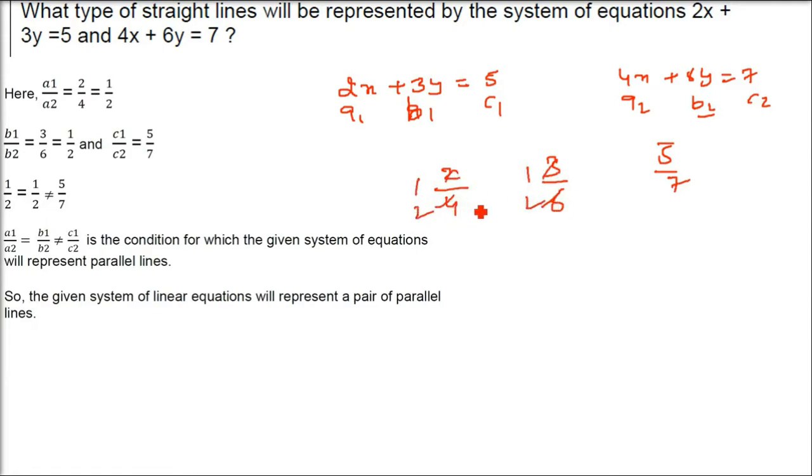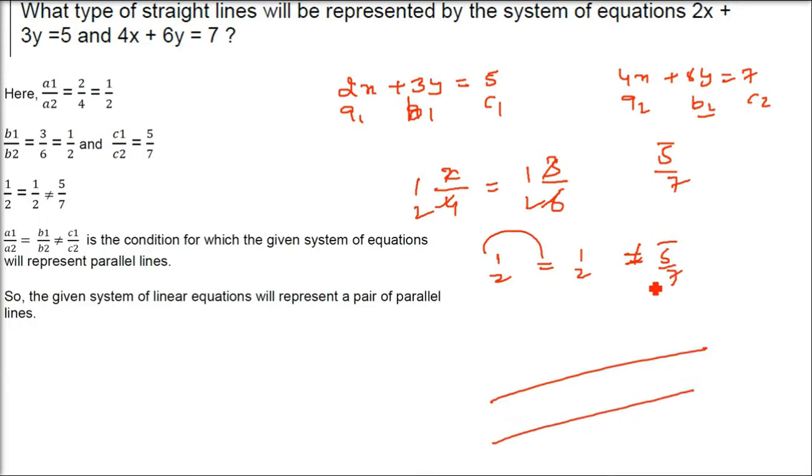So 2 by 4 is 1 by 2. 3 by 6 is also 1 by 2. So A1 by A2 is equal to B1 by B2. And what about this? 1 by 2 is not equal to 5 by 7. That means these lines are parallel. These lines are not intersecting, because A1 by A2 is equal to B1 by B2 but not equal to C1 by C2. They are parallel lines.